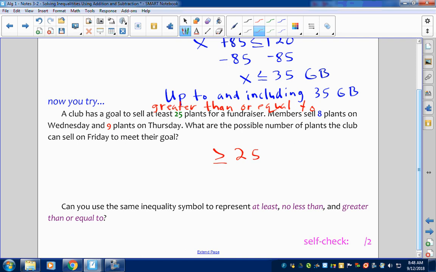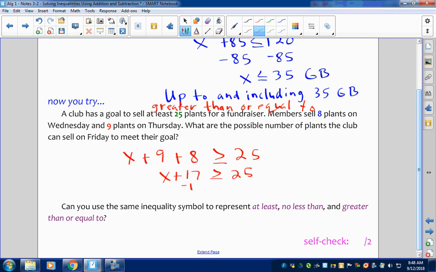And so far, they sold 8 plants on Monday or Wednesday, 9 plants on Thursday, and they're going to try and sell a certain number of plants here on Friday to meet their goal. If you wanted to, you could combine the Wednesday and Thursday sales together. And you would have x plus 17 has to be greater than or equal to 25. So the question is, what do they have to sell on Friday to meet their goal?